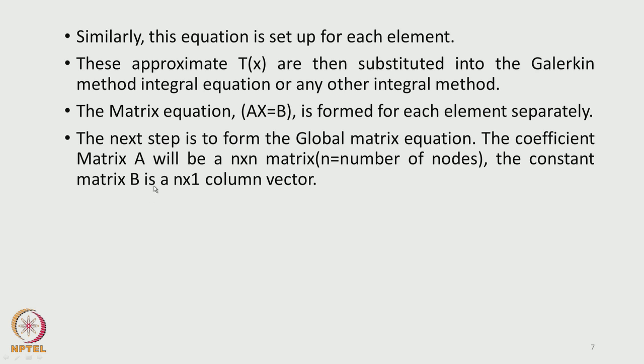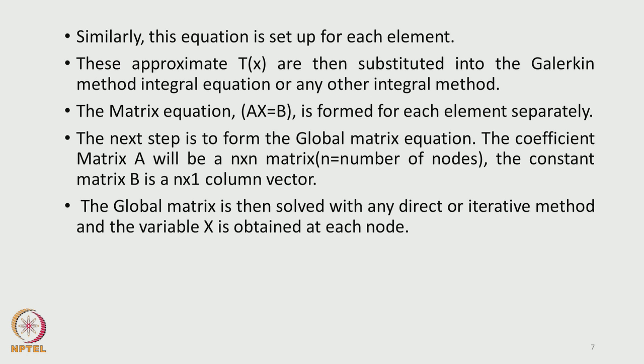So, matrix A will be an n by n matrix which corresponds to the number of nodes, and constant matrix B will be a one column vector on the right hand side. X is the unknown to be determined. So, once you set up this equation A x equal to B and solve, then you will get variable x to be determined for all the nodal locations. So, the global matrix is then solved either by a direct or iterative method.